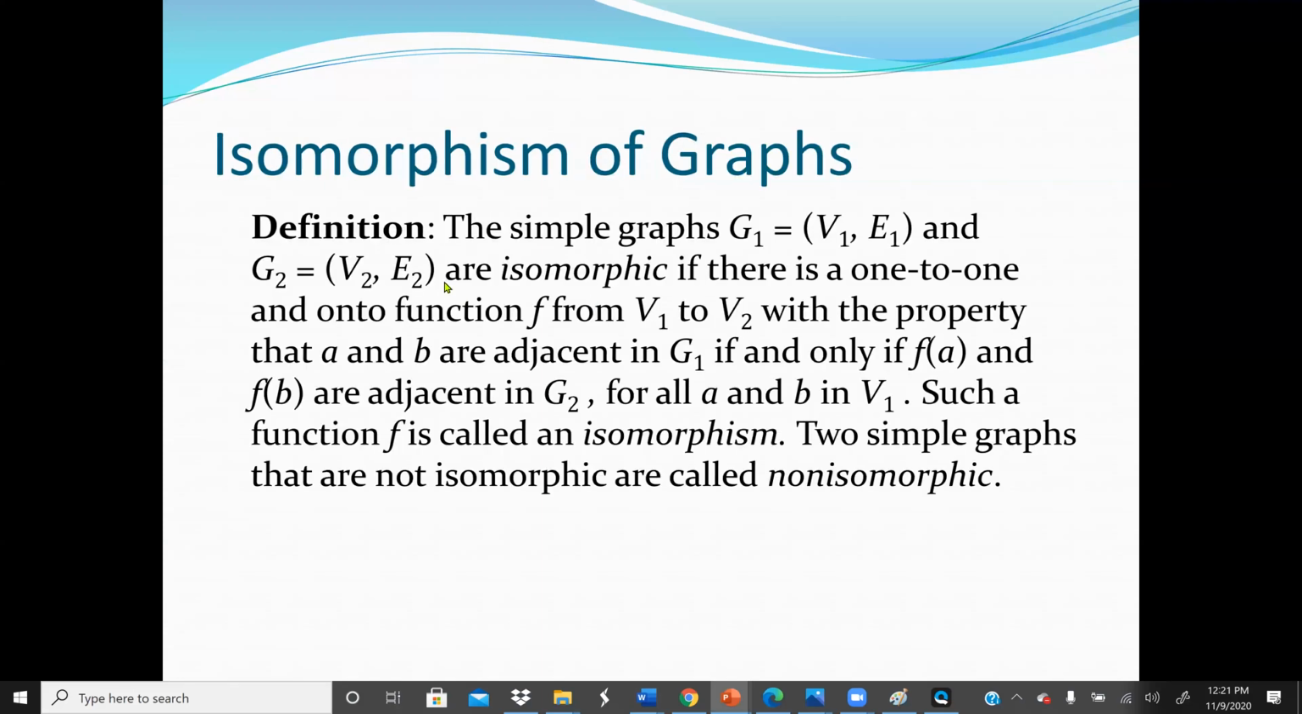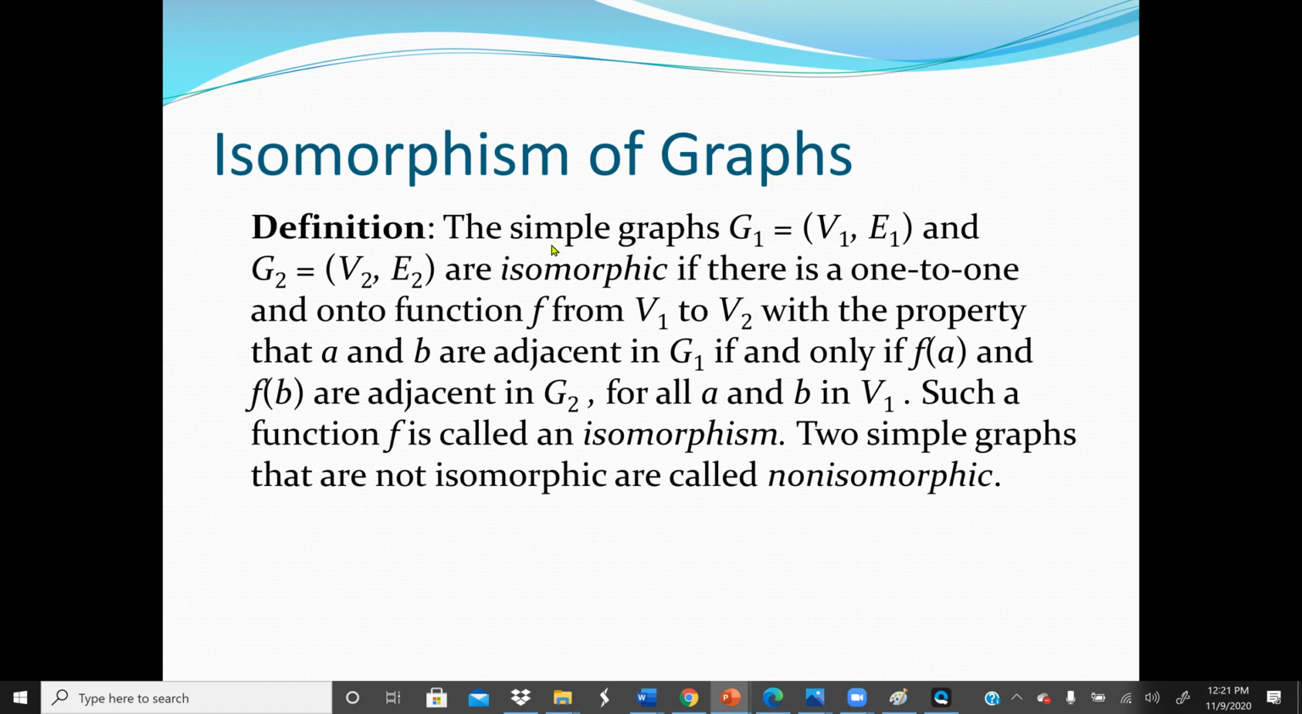So we start with the definition first. Here we say that if we have two simple graphs, G1 and G2, G1 has vertices V1 and edges E1. G2 has vertices V2 and edges E2. And as we said earlier, a graph consists of vertices and edges. Edges are the lines that connect two or more vertices together. And we know that a simple graph is a graph that doesn't have a loop.